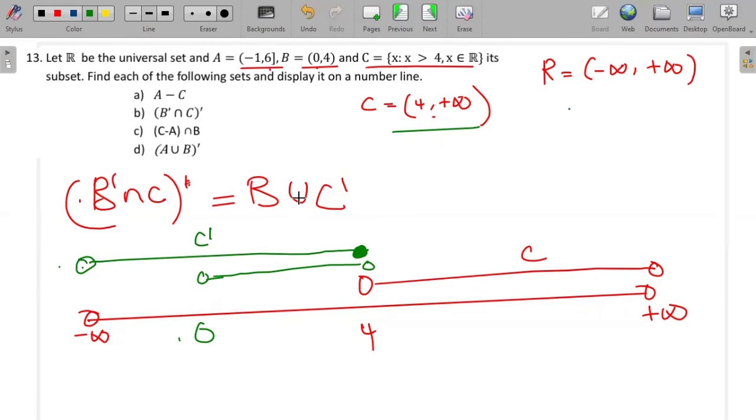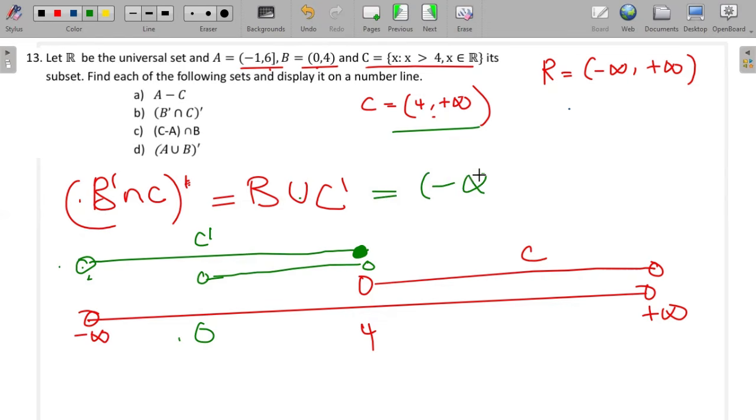So union means we are getting everything. We are not getting what is common. If it was getting what is common, we would just have gotten this part. But we're not getting what is common. We're getting everything. So wherever I can see C complement and B, I'm going to get. So it's starting from minus infinity all the way to what? To 4. And it's the same answer that we got.